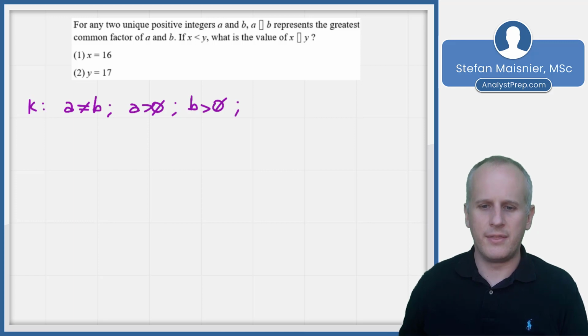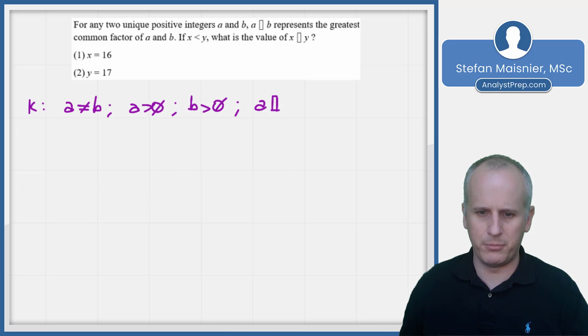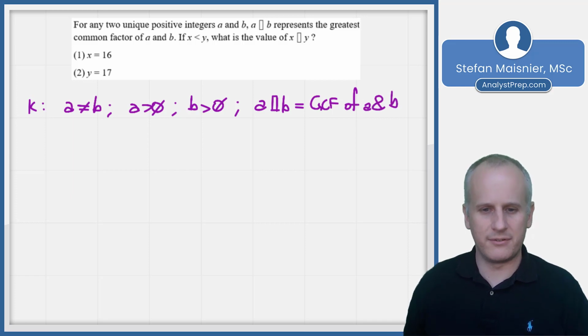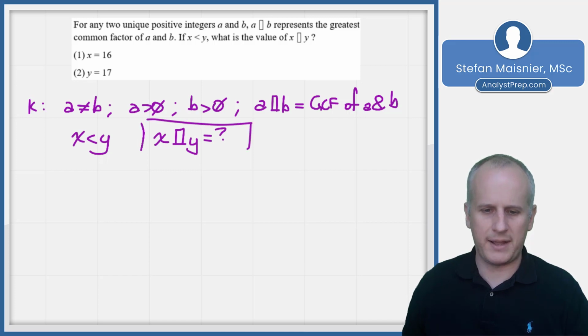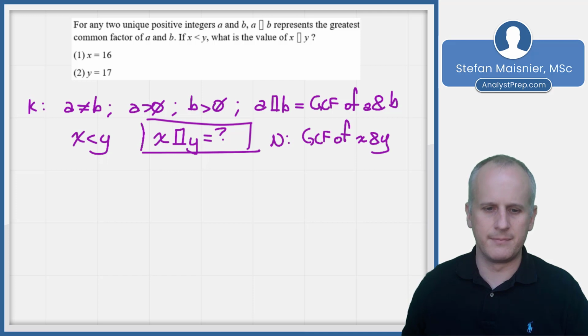We then learn that A, weird little rectangle symbol, B is equal to the GCF, or greatest common factor, of A and B. So then we discover that X is less than Y, and we're being asked X with the little rectangle symbol Y equals question mark. So we box that off. And we need to know what the GCF, or greatest common factor, of X and Y is.